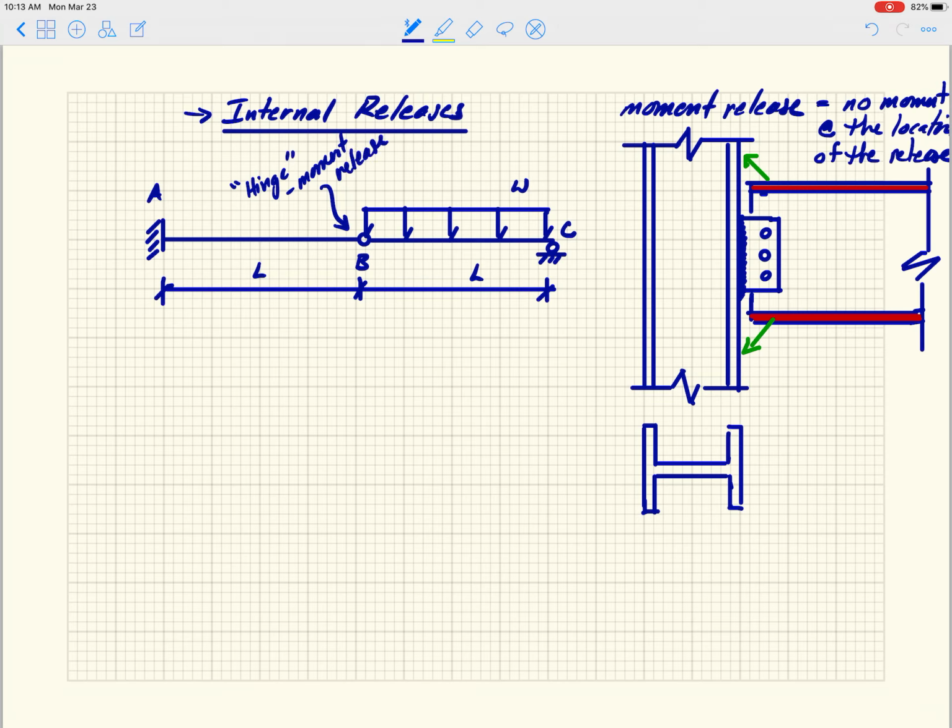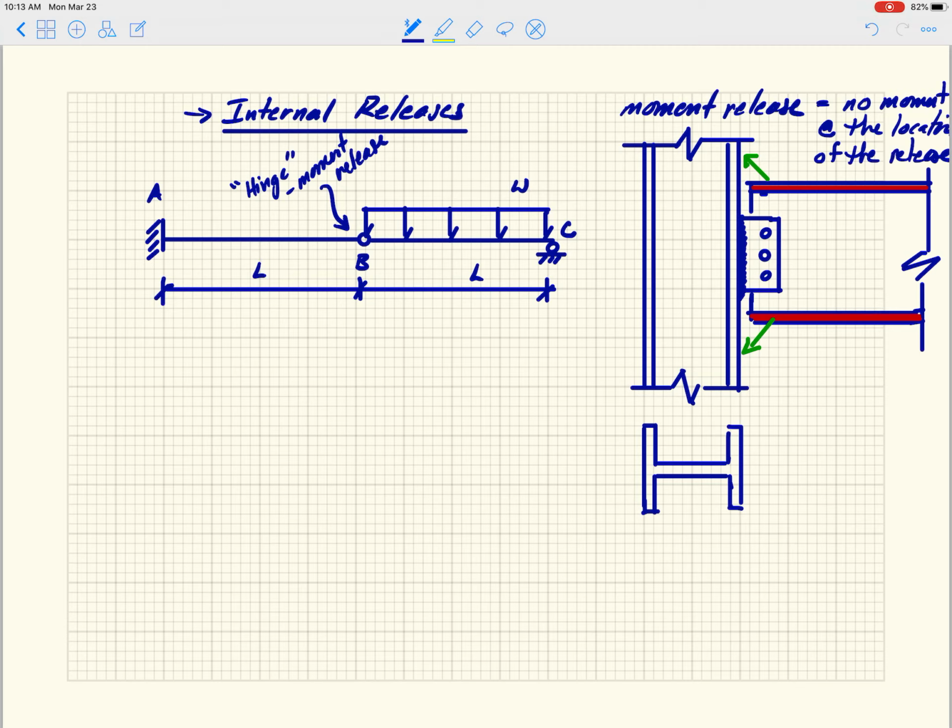Hinge, which I'm going to call a moment release. The reason I use both of these terms is that hinge is commonly used in discussions with people. Moment release is the term that a lot of software incorporates. So if you're running a structural analysis package and you want to put a hinge in, you are not going to generally find the ability to do that. You're going to have to apply a moment release, because that's really what it is.